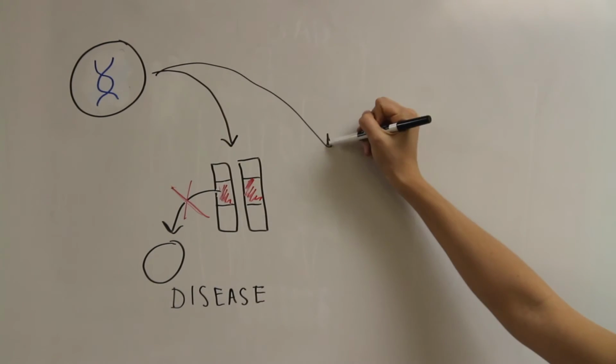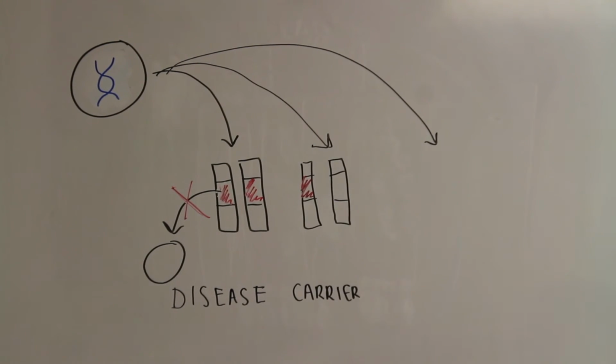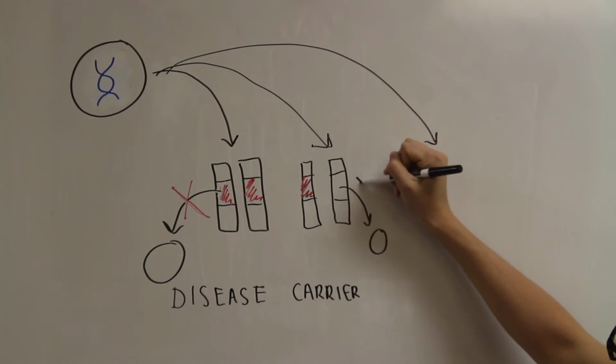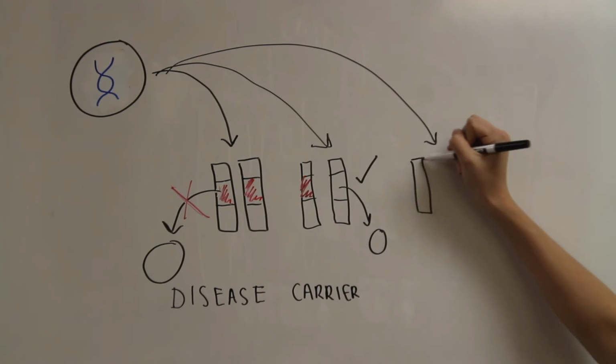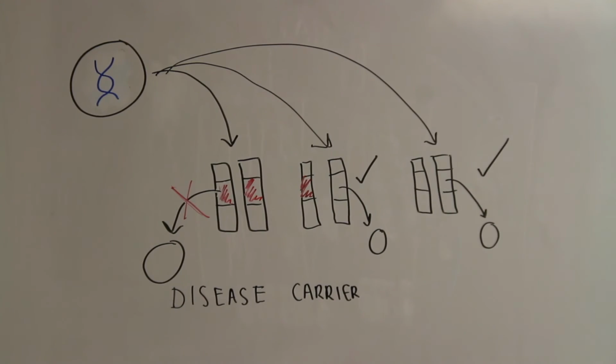But there are 2 other case scenarios. One is that Emily is born a carrier like her parents. In this case, she can still produce the protein and is okay. Another scenario is that Emily is born with 2 healthy genes, and thus can produce the protein.